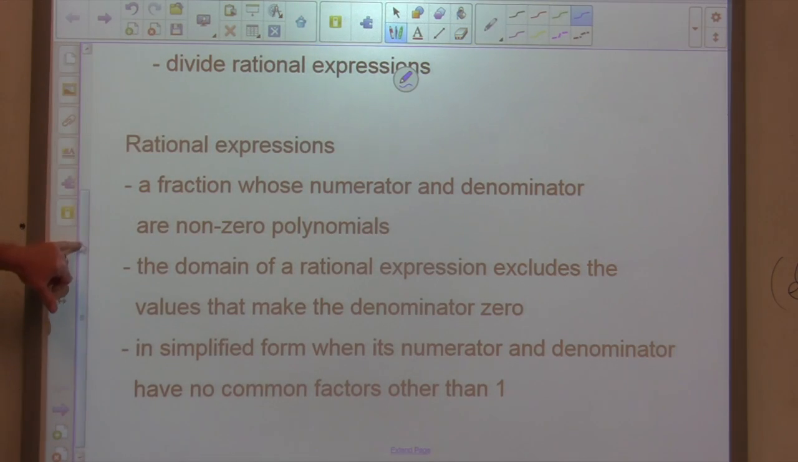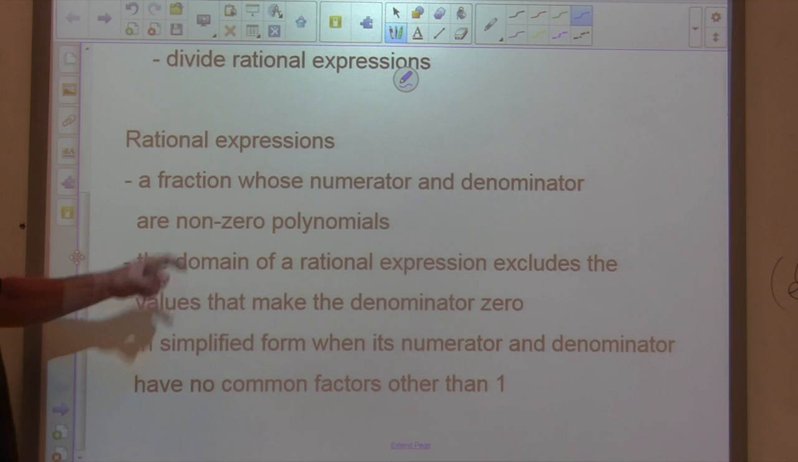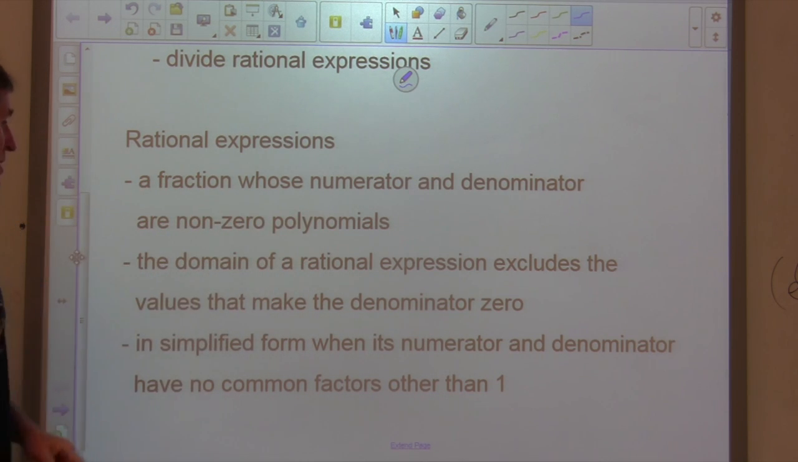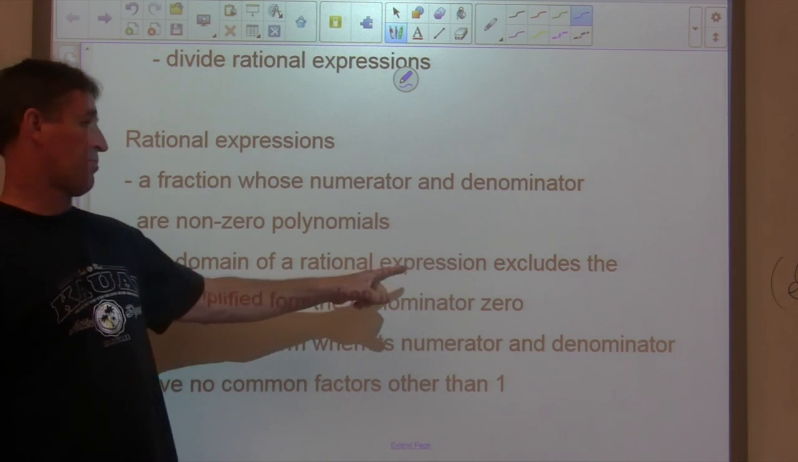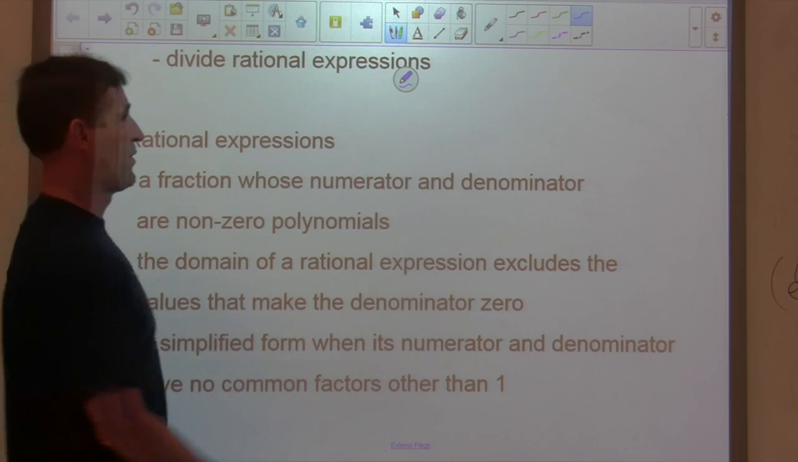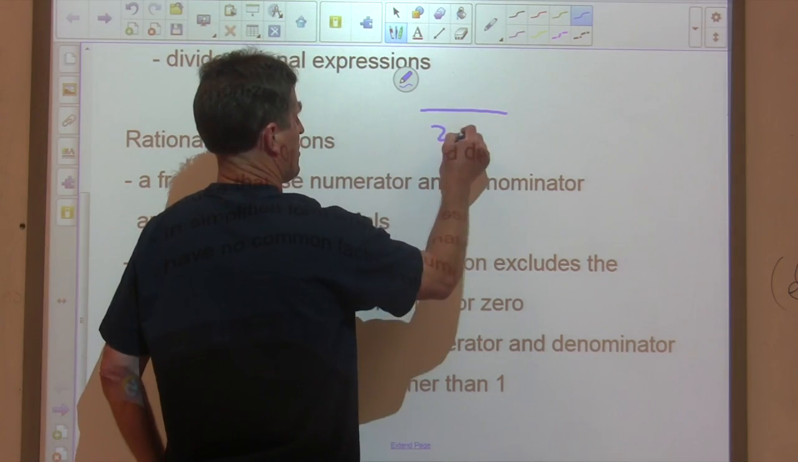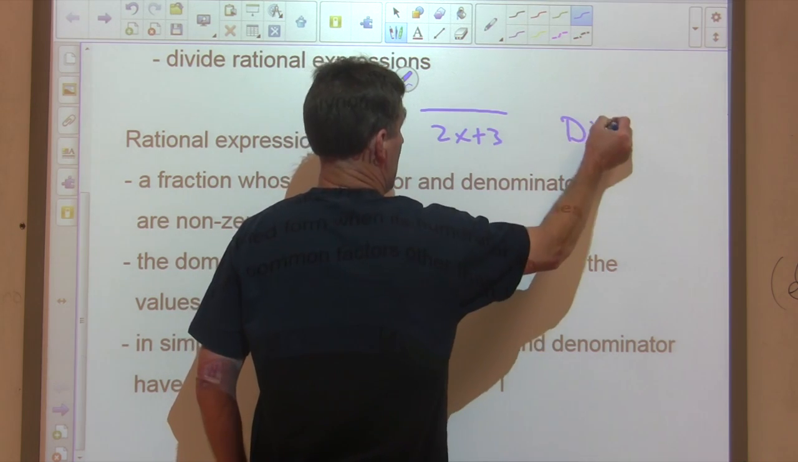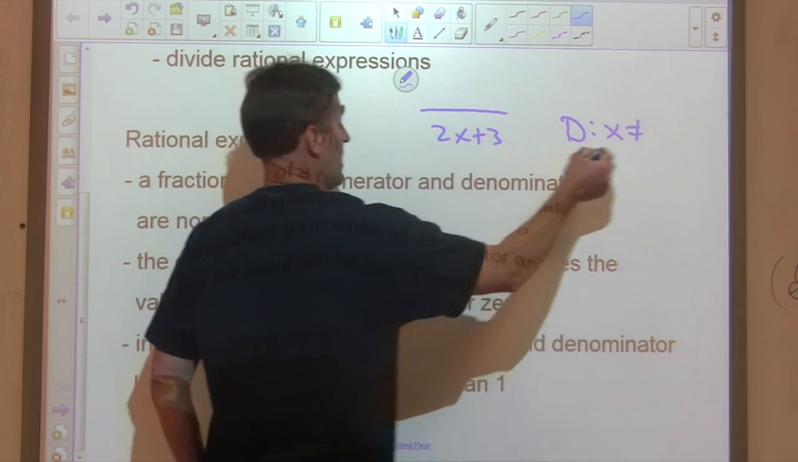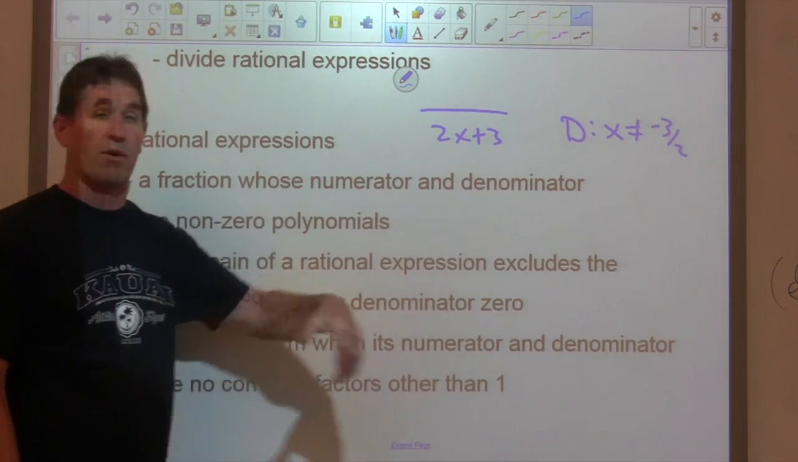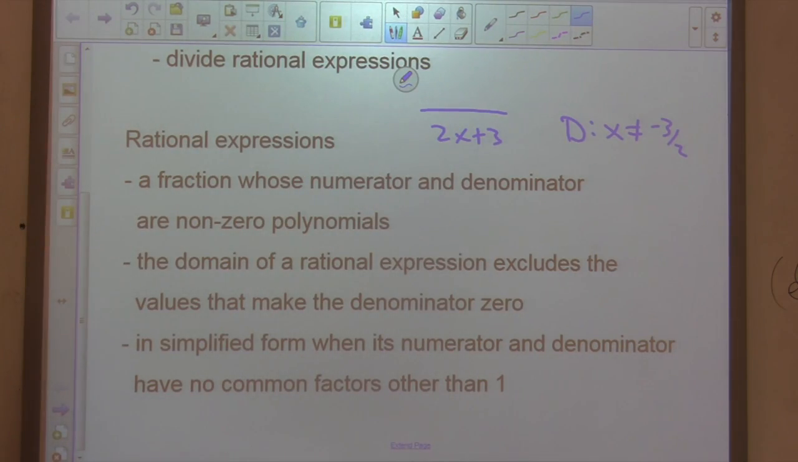So, the rational expressions again. A fraction whose numerator and denominator are non-zero polynomials. The domain of the rational expression excludes the values that make the denominator 0. So if we go back to this, if we have 2x plus 3, then our domain would be x cannot equal negative 3 halves, because that would make the denominator 0. Remember, you can't divide by 0.